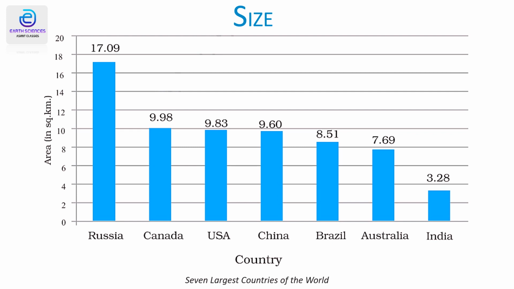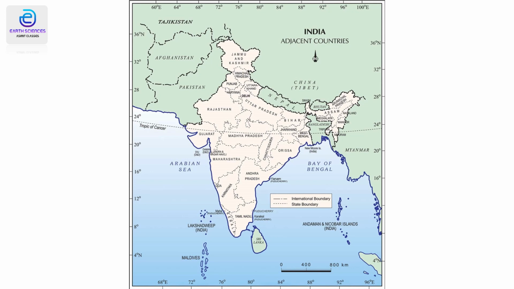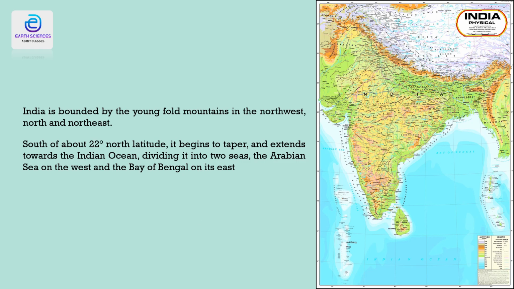From this figure, it is clear that India is the 7th largest country in the world after Russia, Canada, USA, China, Brazil, and Australia. India has a land boundary of about 15,200 kilometers and the total length of the coastline of the mainland, including Andaman and Nicobar and Lakshadweep islands, is 7,516.6 kilometers. India is bounded by young-formed mountain belts, that is the Himalayas, in the northwest, north and northeast.